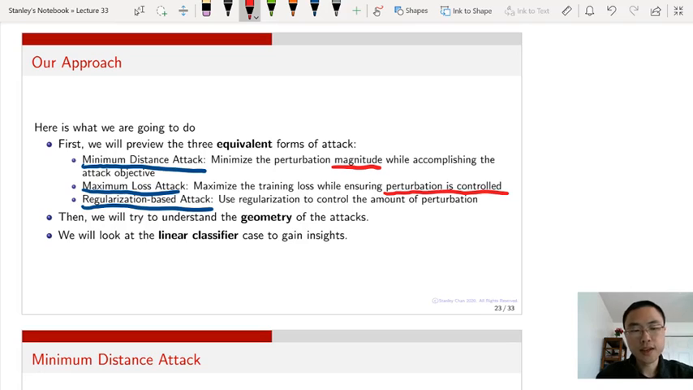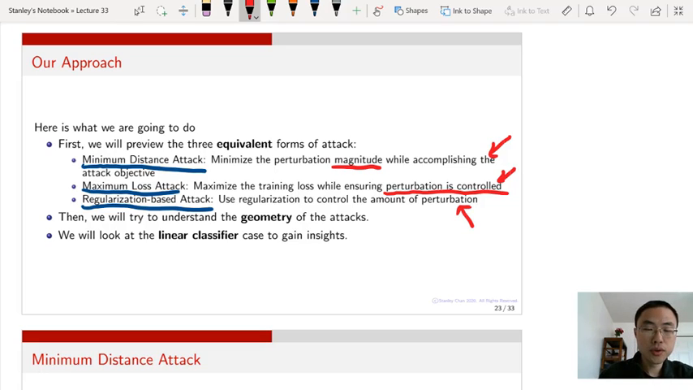The third type of attack is called a regularization attack. That is based on the concept of regularization. What we are going to see is that the first 2 are constrained optimizations, and therefore you can easily derive the Lagrangian version of the constrained optimization and turn them into the regularized attack. So we're going to look into this problem.